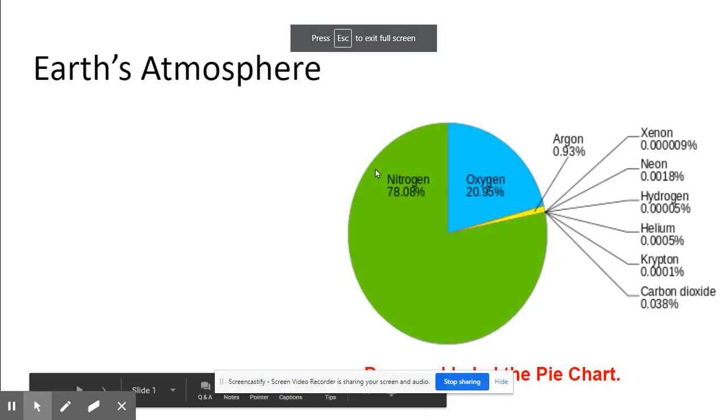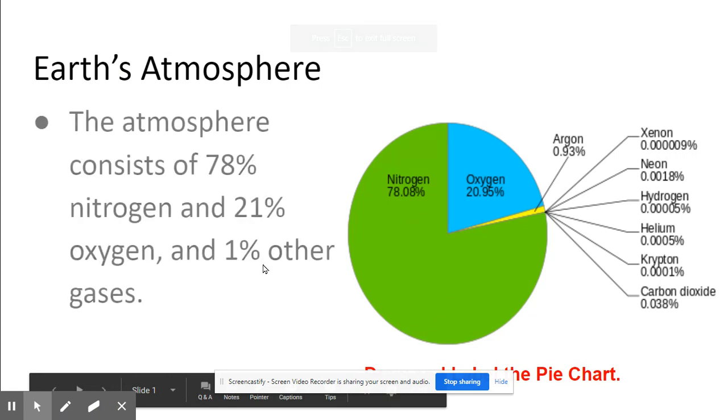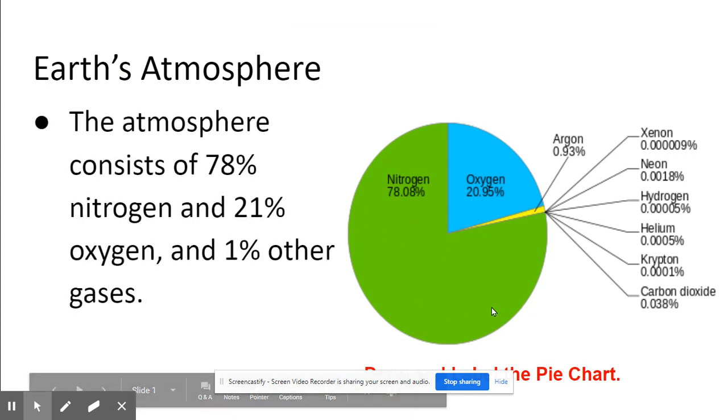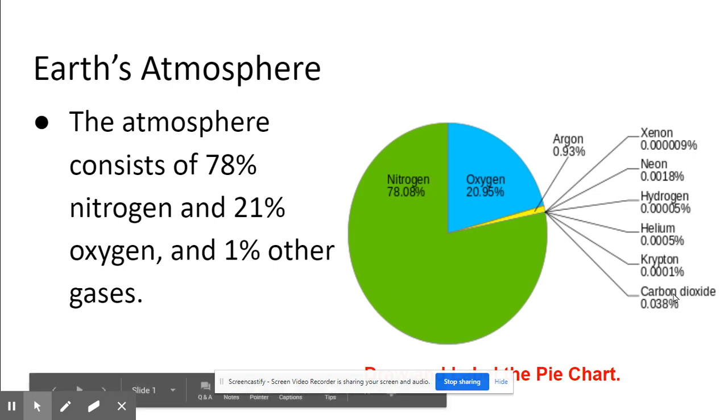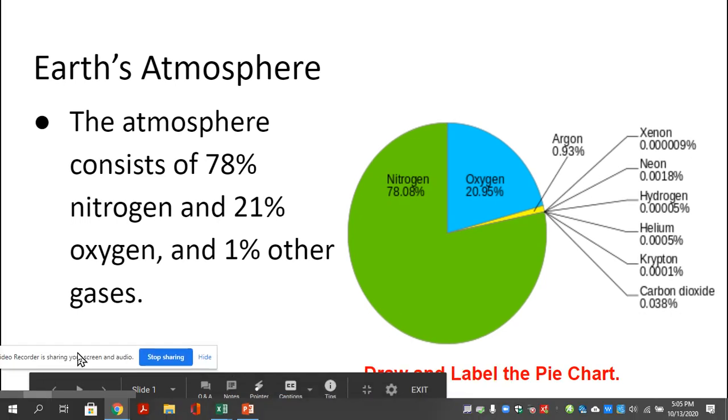So first of all, the atmosphere consists mainly of nitrogen. That's the overwhelming majority of the different gases here on Earth. Only about 21%, 20.9 or so, of the atmosphere is oxygen. The other 1% is made up of a bunch of other gases, namely your carbon dioxide levels. That is the amount of carbon dioxide in the atmosphere percentage wise.